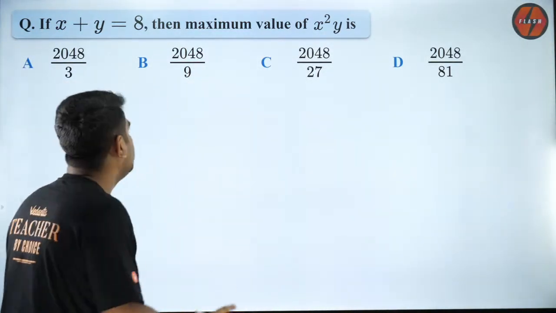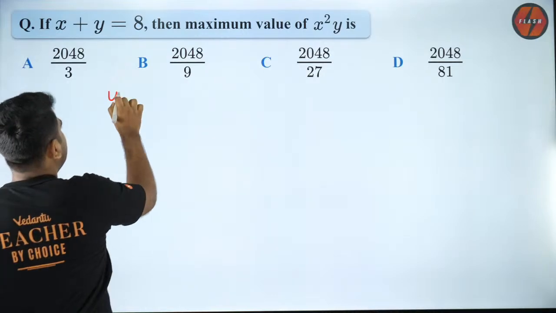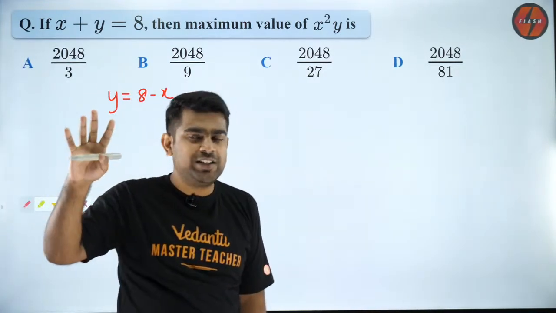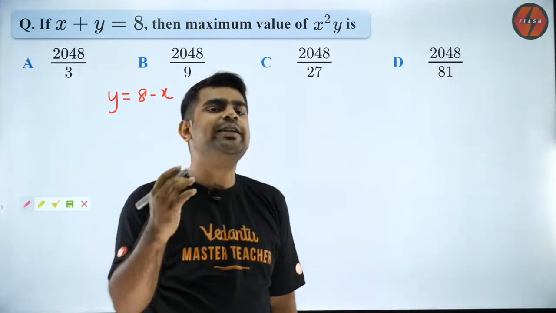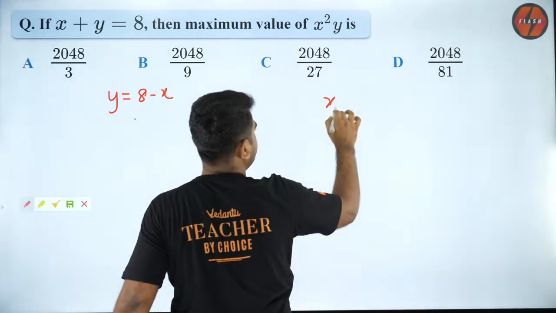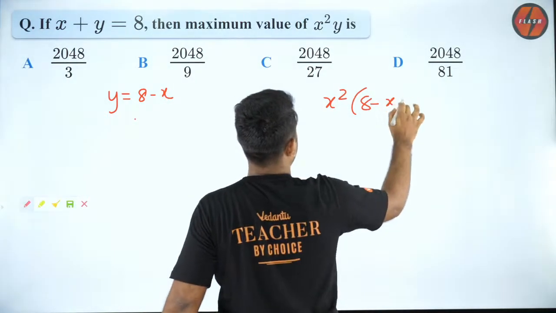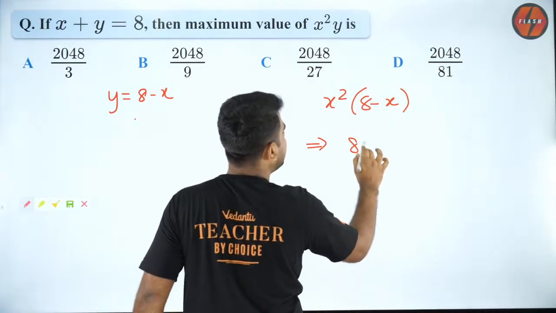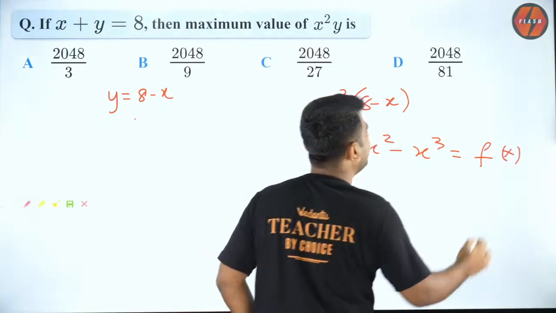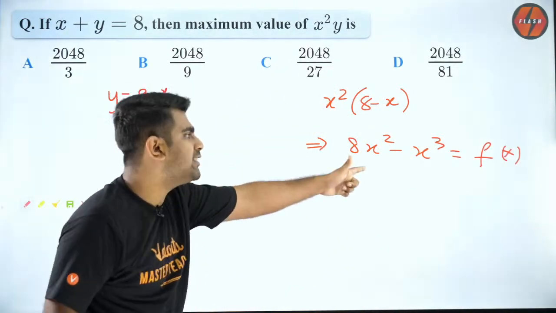Listen very carefully. The first way to do this question is the Laddu way, which everybody does. No thinking involved, just solving, the robotic way of doing it. So I will get y in terms of x and put it over there. Now what will I get? I will get 8x square minus x cube. So this is my function. Now I will maximize it.